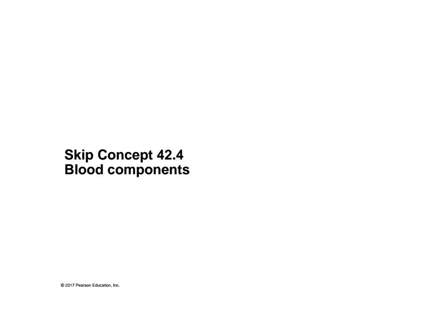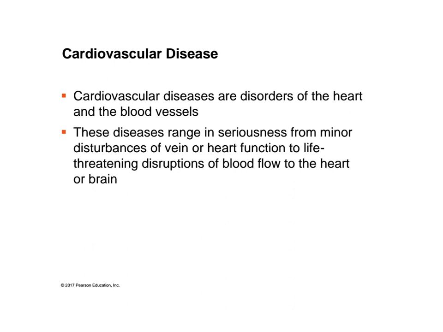In the interest of time, we're going to skip concept 42.4, which is the blood components. I do want to talk about cardiovascular disease. Cardiovascular disease is very important because many people suffer from this, particularly as they get older. There are disorders of the heart and blood vessels. These diseases range in seriousness from minor disturbances of vein or heart function to life-threatening disruptions of blood flow to the heart and brain.